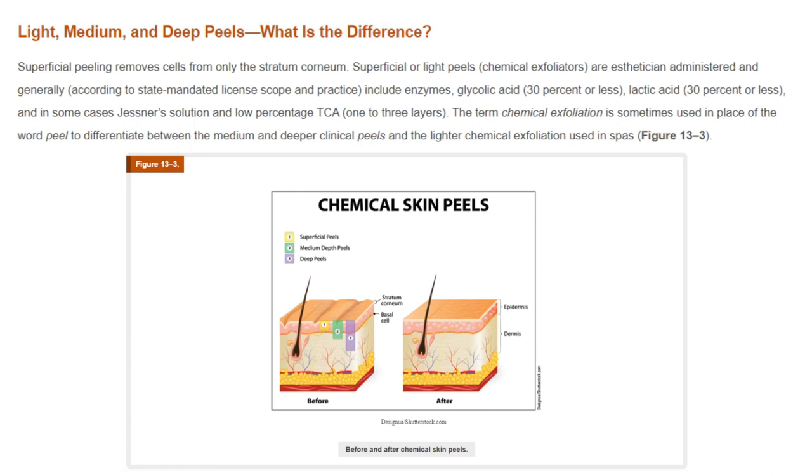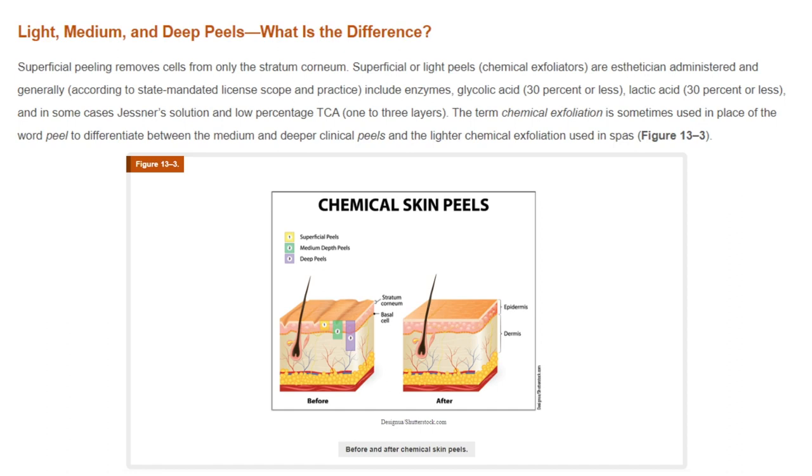Light, medium, and deep peels, what is the difference? Superficial peeling removes cells from only the stratum corneum. Superficial or light peels, chemical exfoliators, are esthetician-administered and generally, according to state-mandated license scope and practice, include enzymes, glycolic acid, 30% or less, lactic acid, 30% or less, and in some cases Gessner's solution and low percentage TCA, 1 to 3 layers. The term chemical exfoliation is sometimes used in place of the word peel to differentiate between the medium and deeper clinical peels and the lighter chemical exfoliation used in spas.